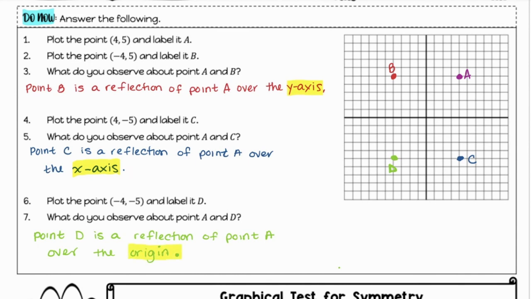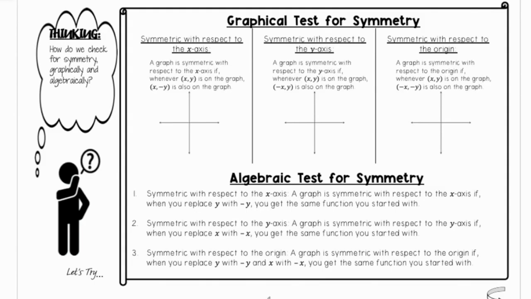So what we're going to do today is something that you have seen in your geometry class in the past, and we're just going to apply it to functions. So let's take a look at our thinking. For today, we are going to be looking for how we check symmetry graphically and also algebraically. So let's look at the graphic test for symmetry. There are 3 things that we're going to be looking for: symmetry over the x-axis, symmetry over the y-axis, or symmetry over the origin.